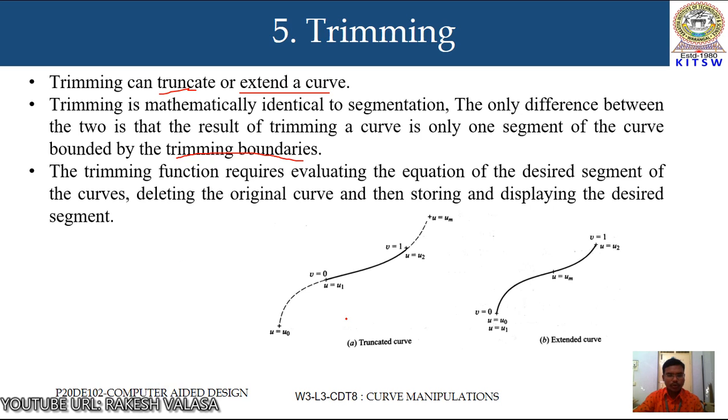Let us take one example. Here the first figure shows the truncated curve, and the second one is the extended curve. You can see here the first curve, u equal to u0, the end point is u equal to um. With the help of the trimming tool, we can remove the unwanted line portion. With the help of extend curve, we can extend from um to u equal to u2.